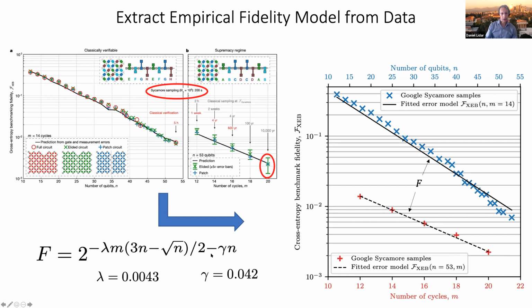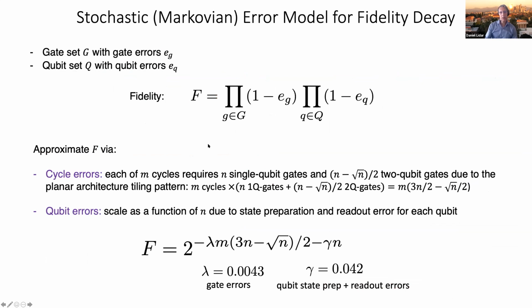Okay, so where is this formula coming from? Why does it work? It comes from an extremely simple stochastic Markovian error model for the fidelity decay. So let's say that we have a gate set G with gate errors E_G and a qubit set Q with qubit errors E_Q.